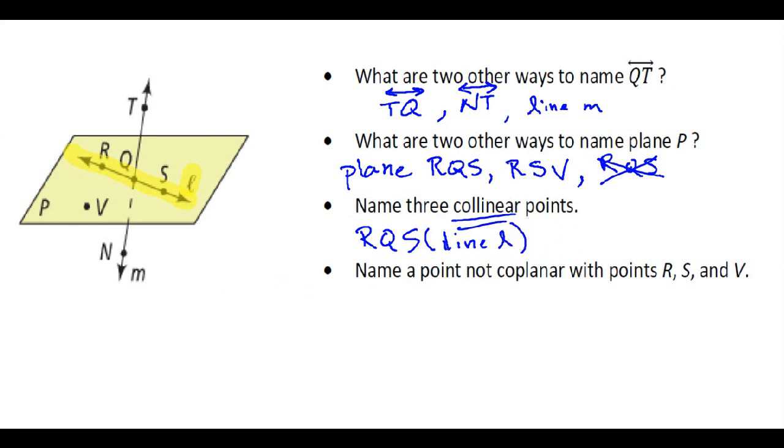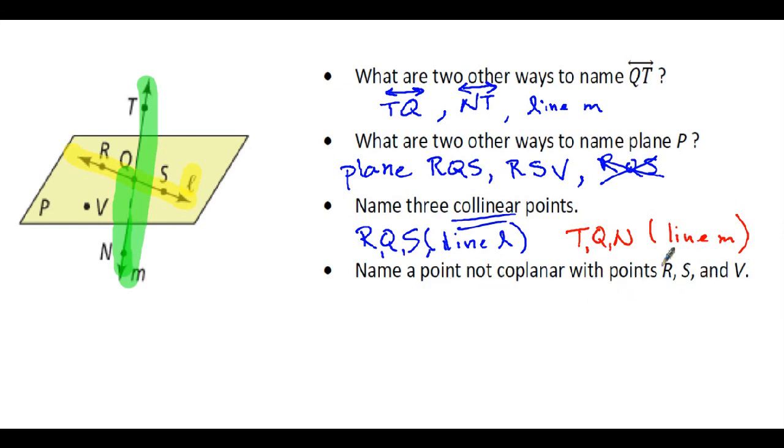Well, what if I wanted to use another line? Let's say I wanted to use this line right here, this one going up and down. I could say that I could use points T, Q, and N. T, Q, and N. I forgot to put separators on the other one, but this one would be for line M. Okay, so any of those would have worked.